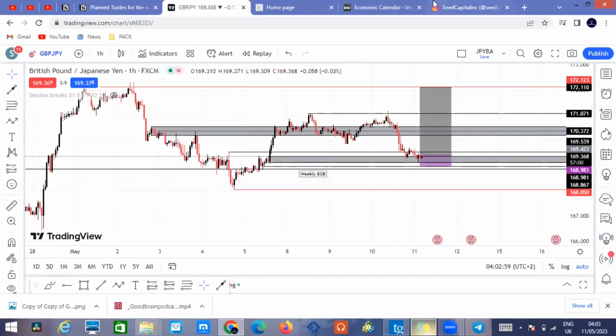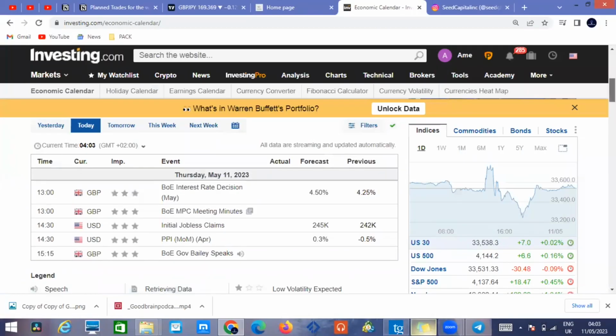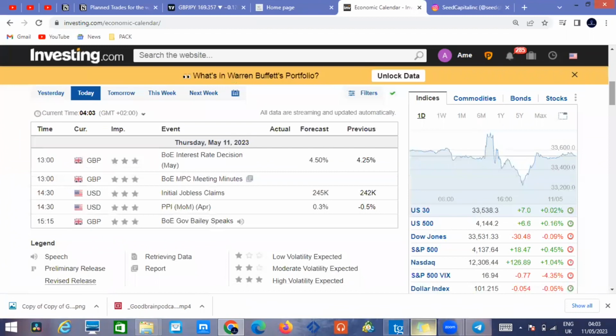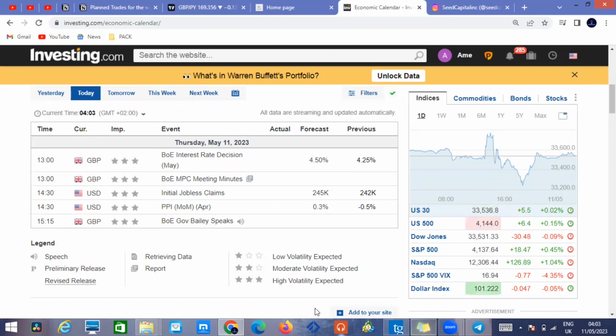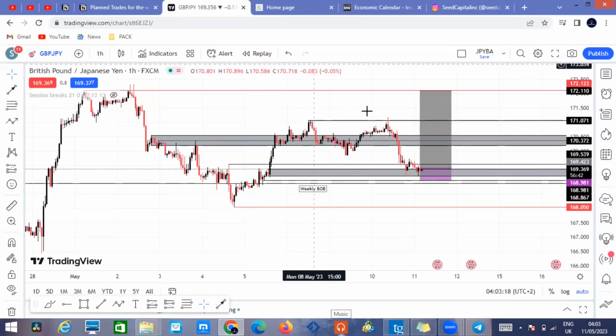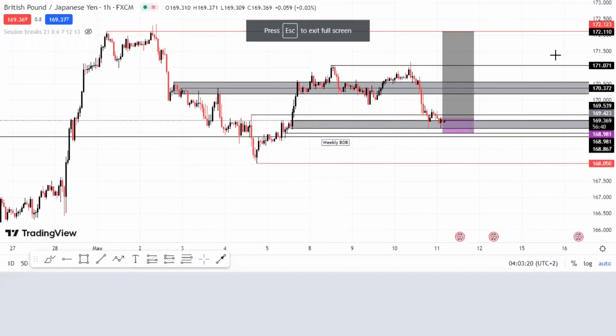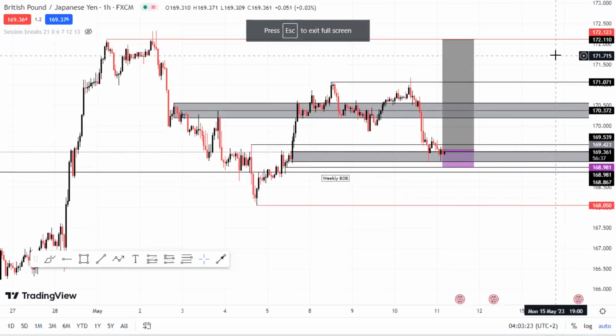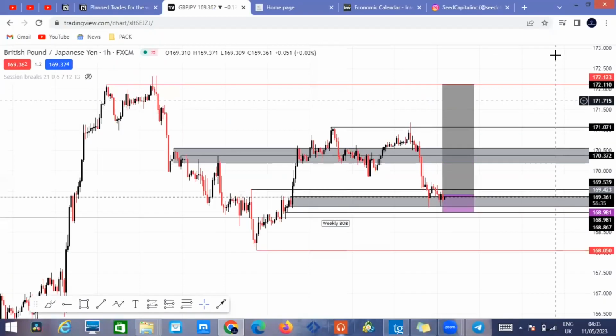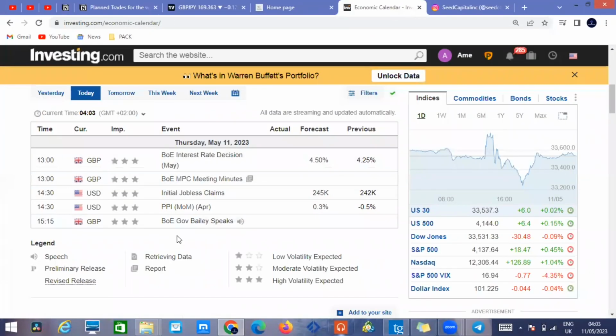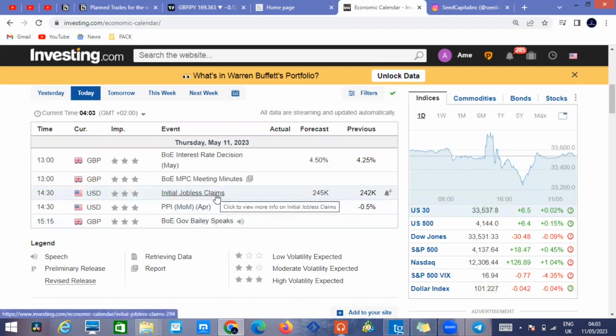Today we have fundamentals which should inject a bit of liquidity into the marketplace at 1 p.m. Central African time, which is my time. We have the Bank of England interest rate decision. I am expecting the BOE to raise rates, and as a result, I'm expecting the GBPJPY to keep on trading higher as a result of this hike. What else do we have? We have at half two initial jobless claims for the US dollar.